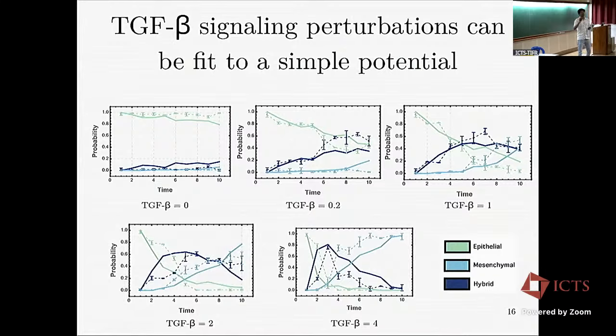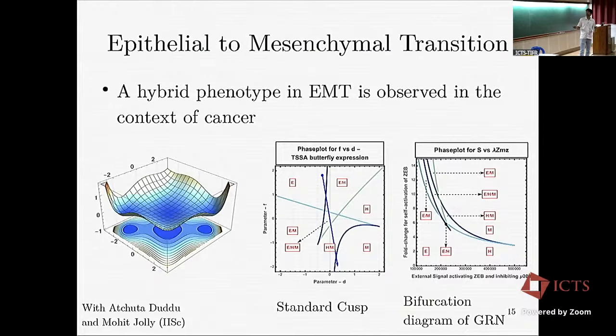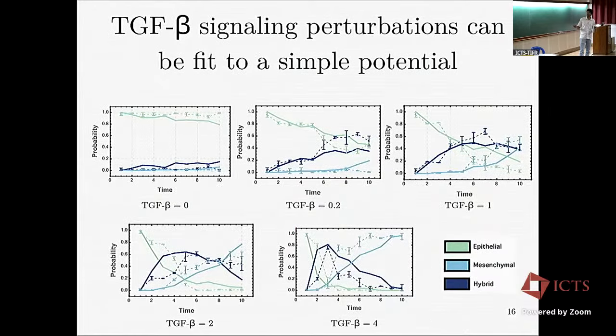Fates as classified by, again, 2 markers. And you can again take a simple potential and fit this kind of data, is what we showed. And though network models were known, there were no quantitative fits for this kind of data.